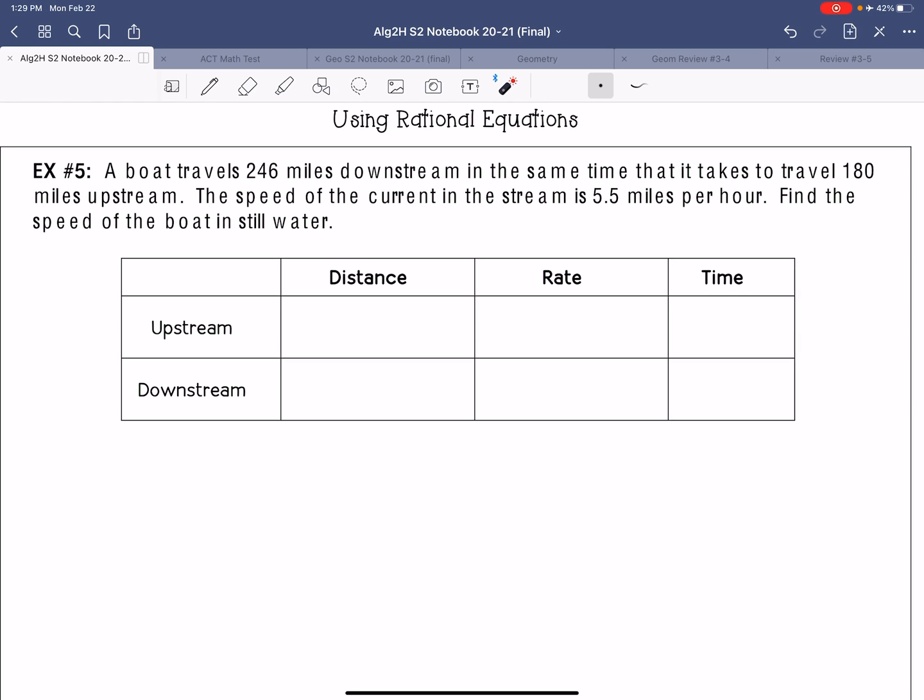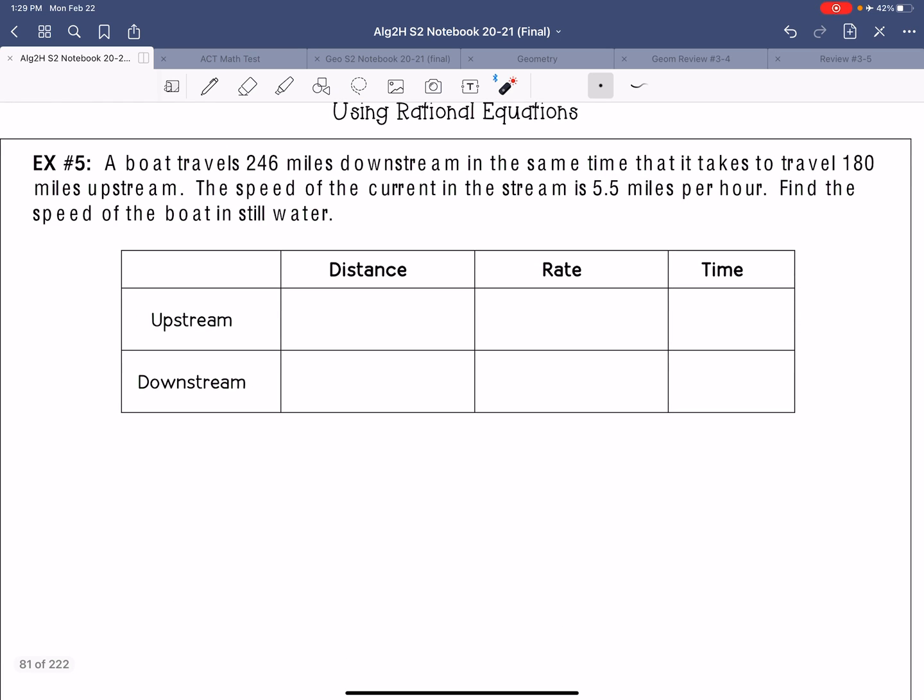All right, word problem. A boat travels 246 miles downstream in the same time that it will take to travel 180 miles upstream. The speed of the current in the stream is 5.5 miles per hour. Find the speed of the boat in still water. So we're just trying to find the speed of this boat.